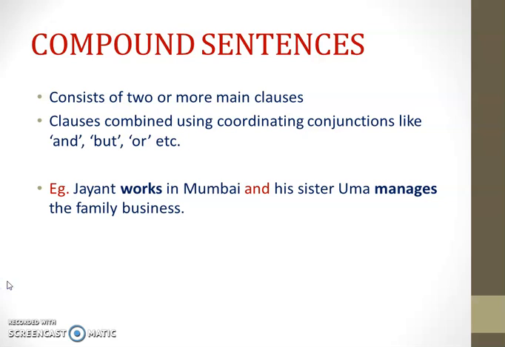Coming to examples: Jayant works in Mumbai and his sister Uma manages the family business. Let's take a look at the clause structure. "Jayant works in Mumbai" is one clause. "His sister Uma manages the family business" is another clause. Both of them are equally meaningful. Both of them can form independent sentences. Hence, both are main clauses. And the two main clauses are combined using the coordinating conjunction "and". In the first main clause, the finite verb is "works". In the second main clause, the finite verb is "manages". So this is the structure of a compound sentence.